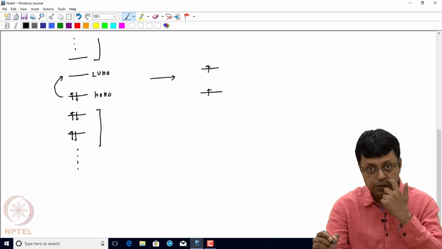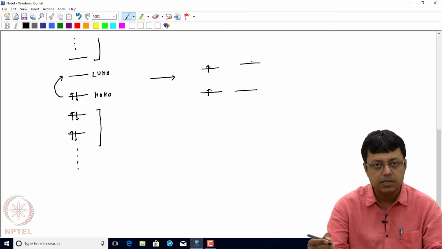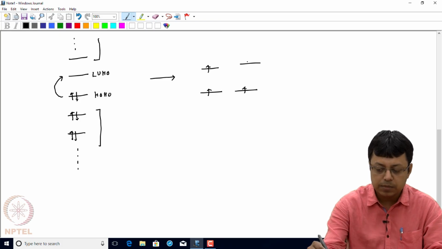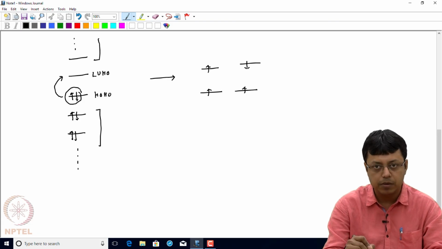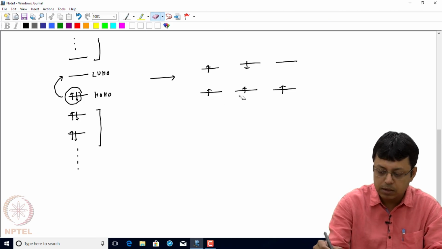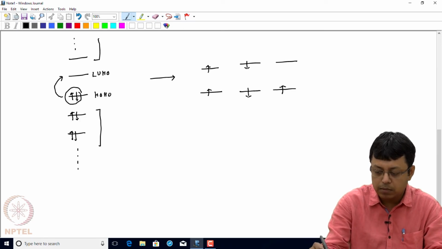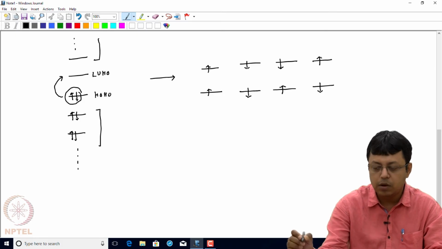Now you have an interesting situation here depending on the spin, because the way I have drawn it is just one of the possibilities. Both spins can be up, or one spin can be up and one down. In the ground state, both spins have to be paired because of the Pauli exclusion principle. Let us draw it first. So both can be up, both can be down, one can be up and one down, and similarly the other possibility, down up.